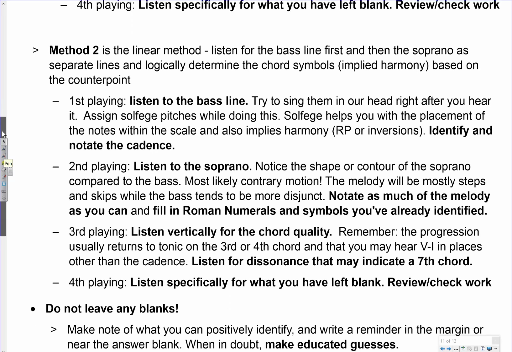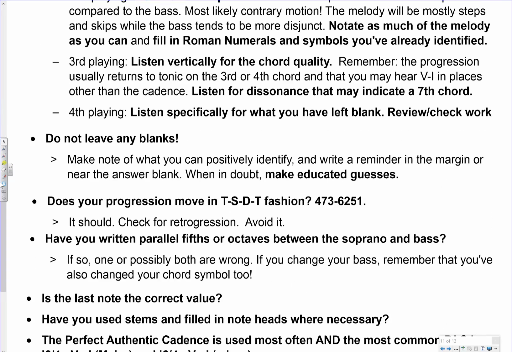Do not leave any blanks. Make note of what you can positively identify and write a reminder in the margin or near the answer blank. When in doubt, make educated guesses. Ask yourself, does your progression move in tonic, subdominant, dominant, tonic fashion? 4-7-3-6-2-5-1. It should. Check for retrogression and avoid it.